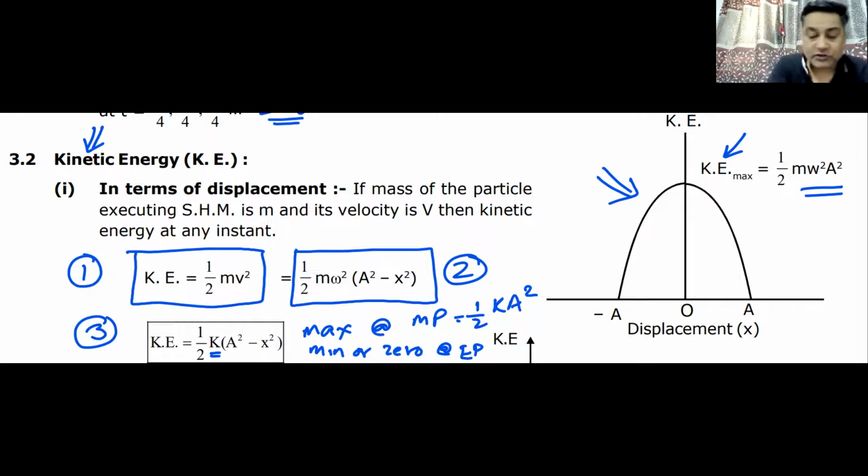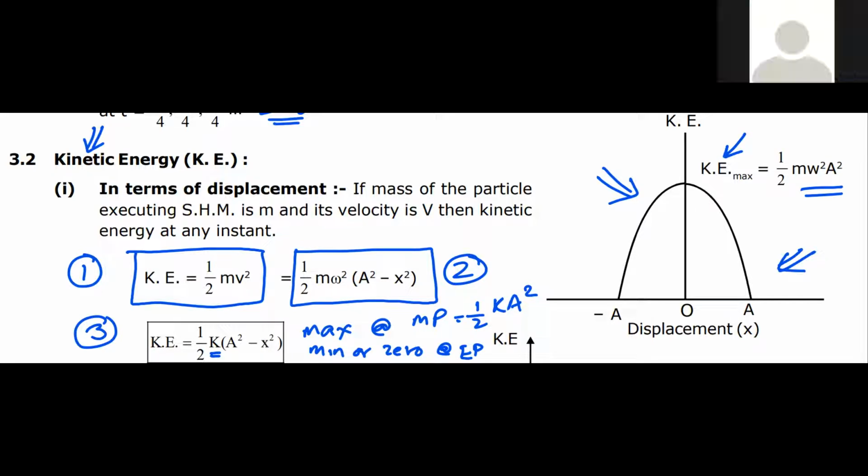I'll give you a minute to note this down. Draw the graph as well. It is the inverted graph, similar to the graph of U. The graph of potential energy was in the form of U. This is inverted U. Do we see this U and inverted U? Yes, sir. Note it down, please.